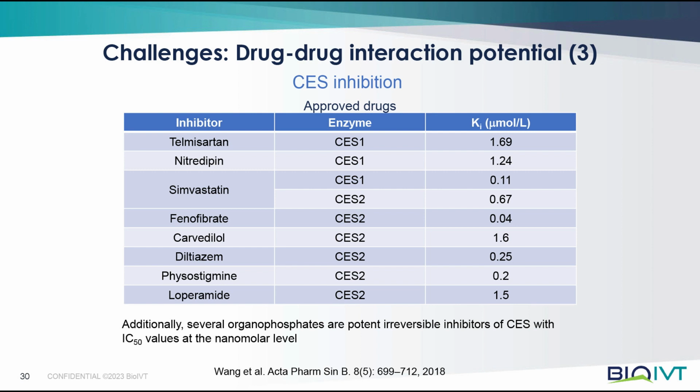There wasn't a clinical study performed, but you can see that a lot of these compounds that are used widely will have very low Ki values towards carboxylesterase. For instance, fenofibrate, which is actually dosed at a relatively high dose, has a submicromolar 0.04 micromolar Ki. Even simvastatin, for both carboxylesterases, we're looking at submicromolar Ki values. So there's a potential for inhibition there.